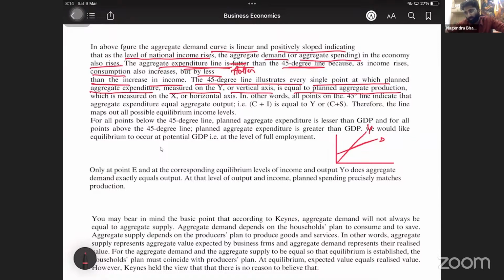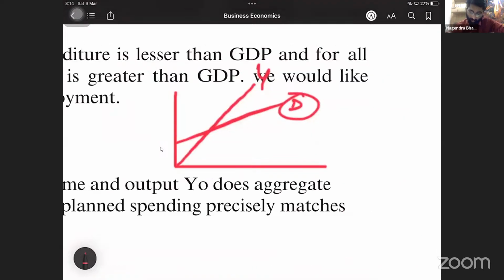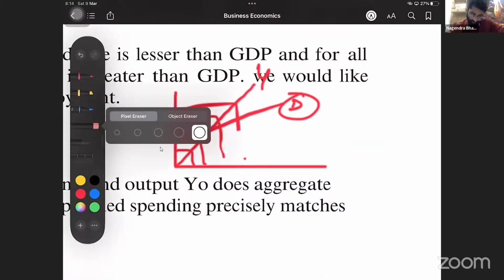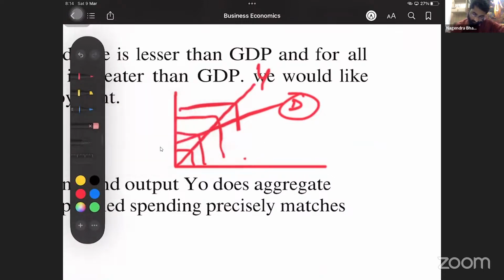If you spend whatever you receive, that is nothing but your income being equal to expenditure, which is measured on the x or horizontal axis. In other words, all points on the 45-degree line indicate that aggregate expenditure is equal to aggregate output. But in reality, it will not happen. In reality, this is the demand. We can assume that if you spend everything, every point is equilibrium. But it need not happen.